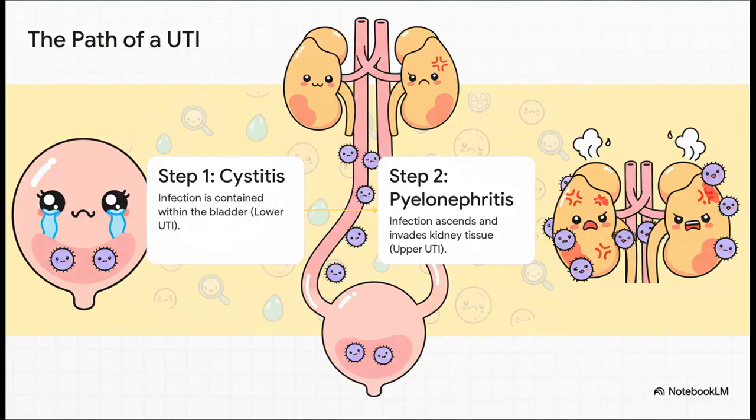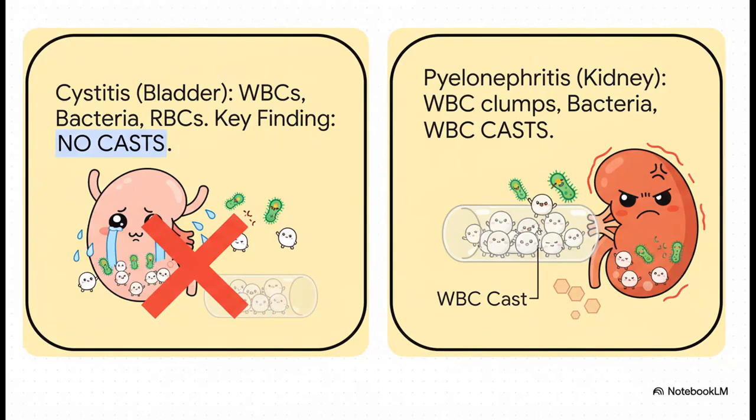So a UTI usually starts low, down in the bladder. We call this cystitis, or a lower UTI, and while it's definitely unpleasant, it's generally not too difficult to treat. The real problem starts when those bacteria decide to travel up the ureters and invade the actual kidney tissue. That is acute pyelonephritis, an upper UTI, and it is a much more serious situation. So how do we tell the two apart?